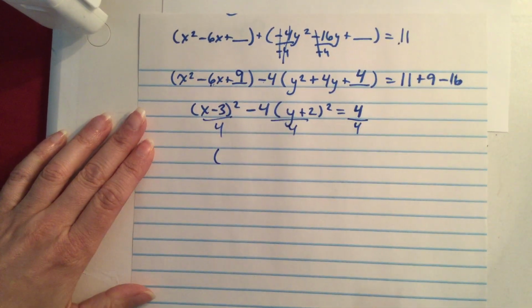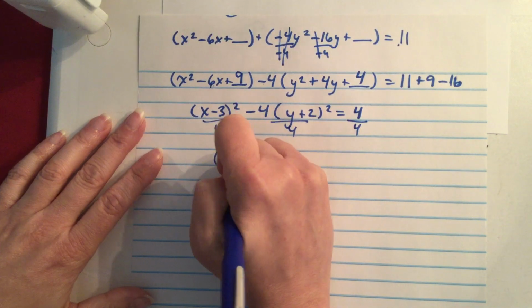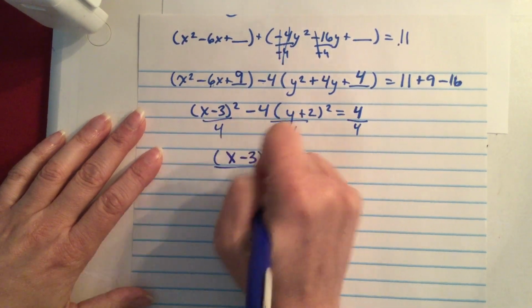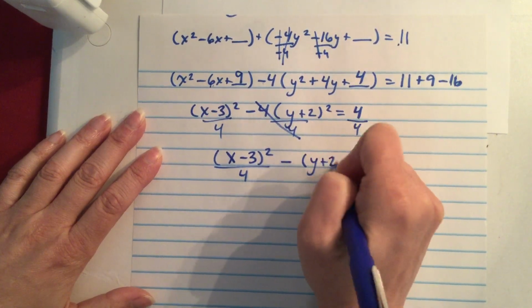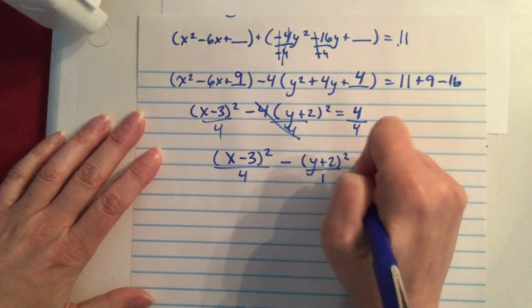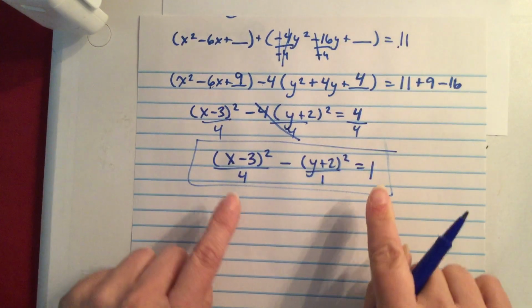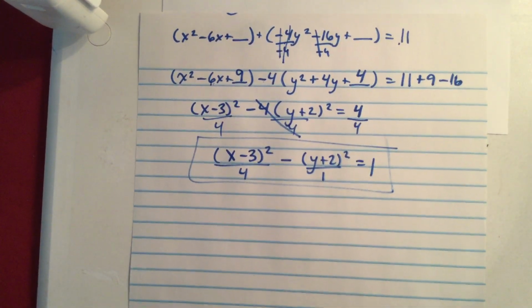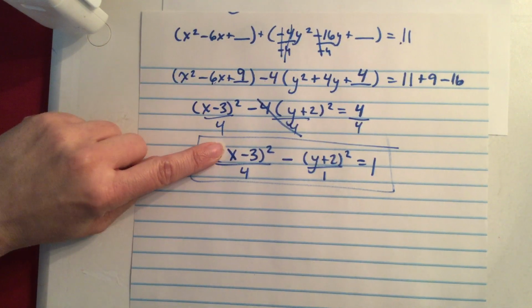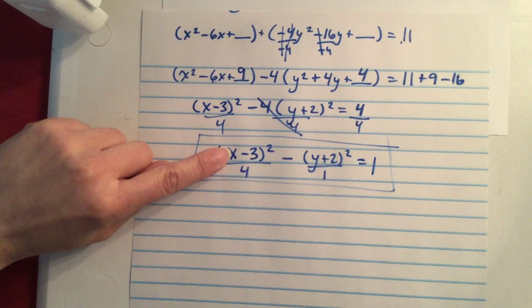So here is my final equation for our final question of the review. X minus 3 quantity squared over 4 minus, 4 over 4 cancels, Y plus 2 quantity squared over 1 equals 1. This is a hyperbola because it's two fractions with a minus in between. It's equal to 1. This is a horizontal hyperbola because the x comes first.